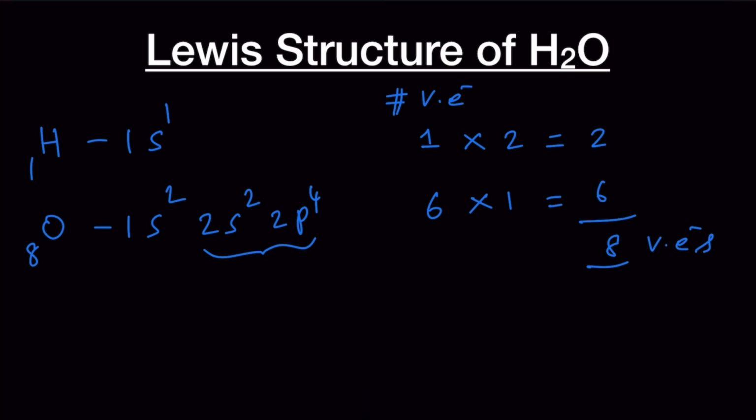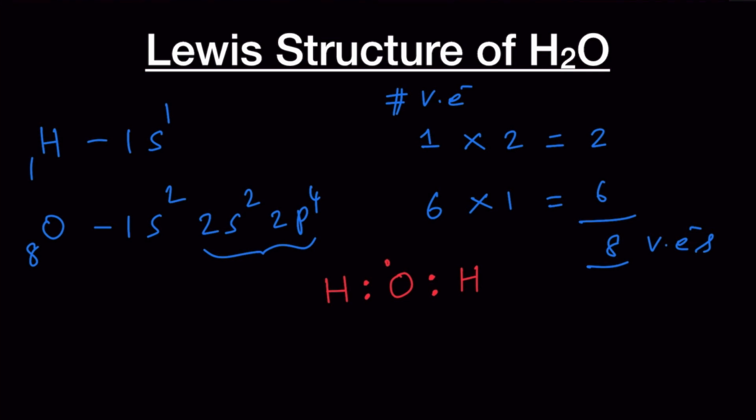Let's draw the Lewis structure now. Hydrogen always comes at the end because it can form only one bond in the vast majority of cases. Oxygen comes in the middle and hydrogen on the other end. Let's put 2 electrons between oxygen and hydrogen so that we can make a chemical bond. We still have 4 more valence electrons left.